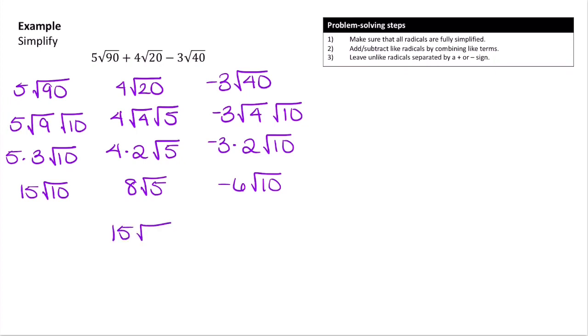So I have 15 times the square root of 10 plus 8 times the square root of 5 minus 6 times the square root of 10.